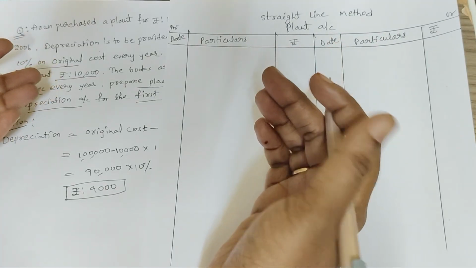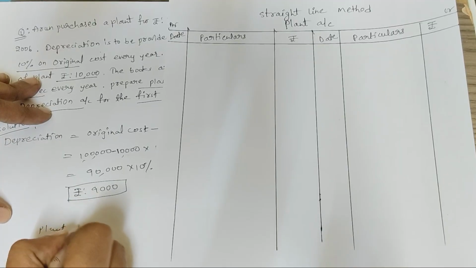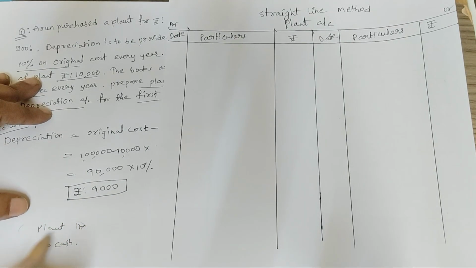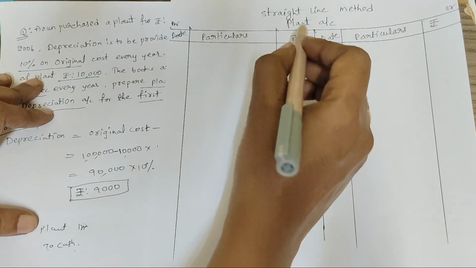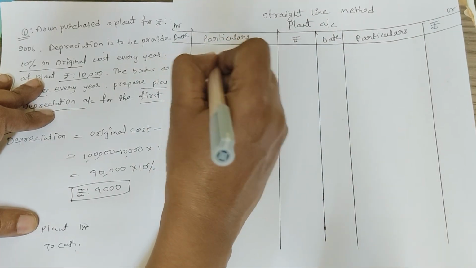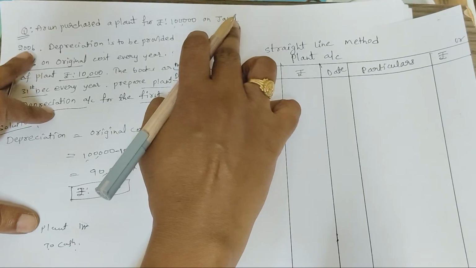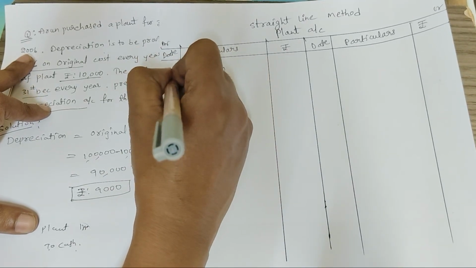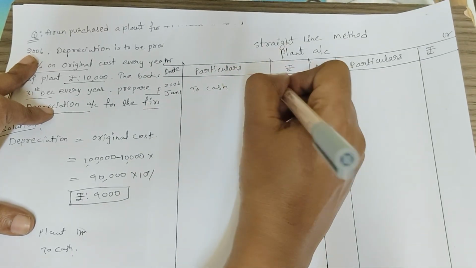Okay. So what is the entry? Plant account debit to cash account. When you are preparing the plant account, it is debit. Yes. On the debit side, what should we write? To cash. In the plant account debit side we should write to cash. So what is the date? On January 1st, 2006. So 2006 Jan 1st. Okay. So what is the value? 1 lakh.